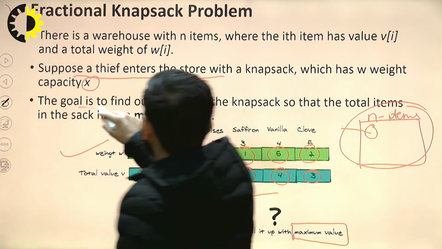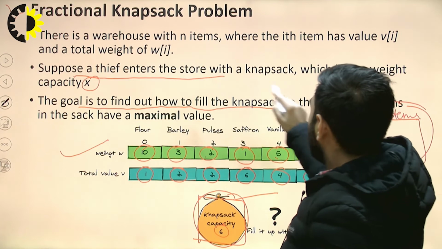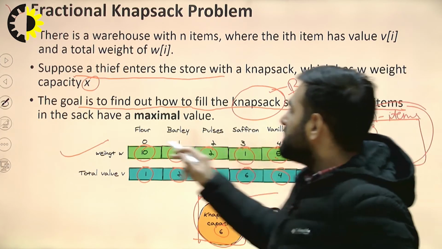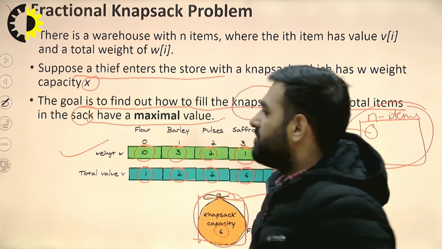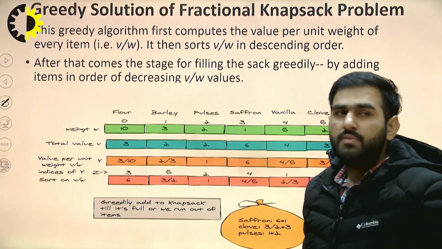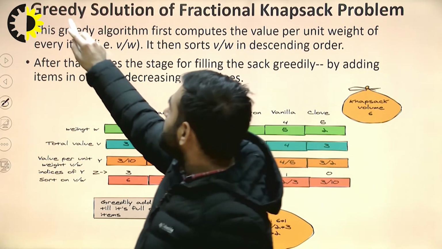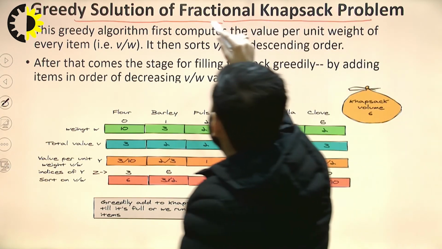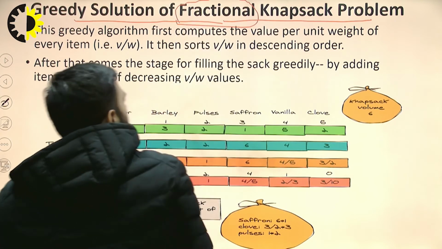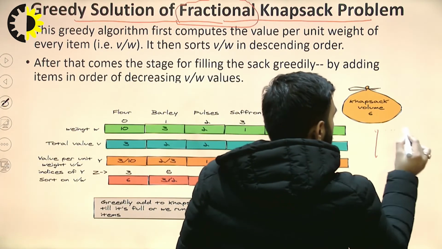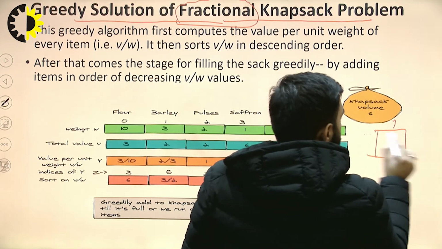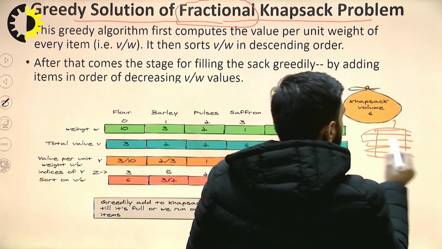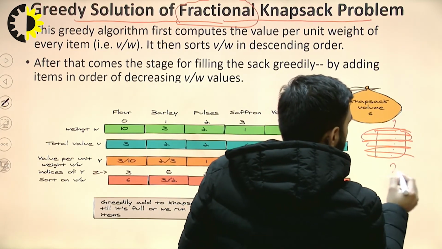So the goal is to find how to fill the knapsack bag so that the total items in the sack have a maximum value. The greedy algorithm will give the solution for this particular problem. The problem is a fractional knapsack problem. As the name suggests, fractional, what does it mean? It can divide the particular item in parts. Suppose this is item number 1, it can be divided in parts, and we will pick according to our need. Suppose I need only 2 parts, so I can pick from the 1, 2, 3, 4, 5. So 2 by 5.